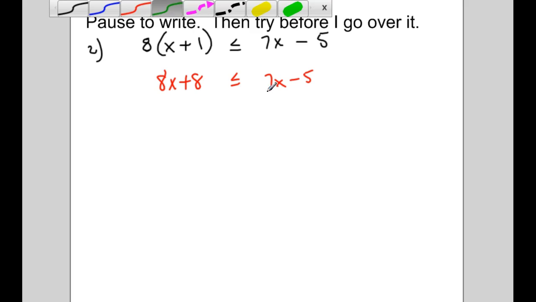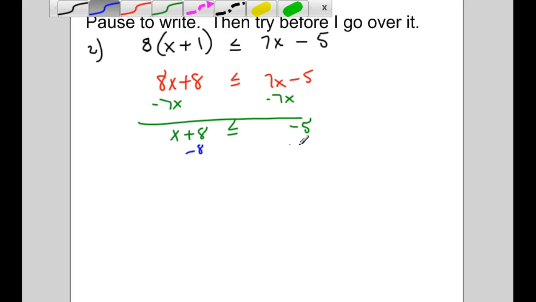I generally try to get rid of the smaller amount of x's. You don't have to do that. This leaves x plus 8 is less than or equal to negative 5. Don't forget that sign in front of the number. It's part of that number. Now we got to get x all by itself, so I'm going to subtract 8 here, subtract 8 there. So x will be less than or equal to negative 13.